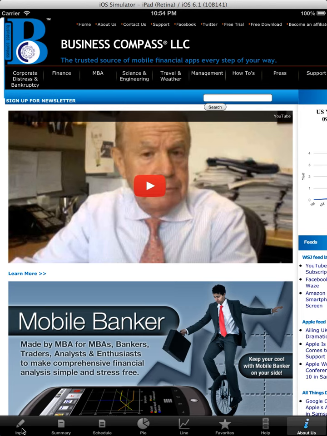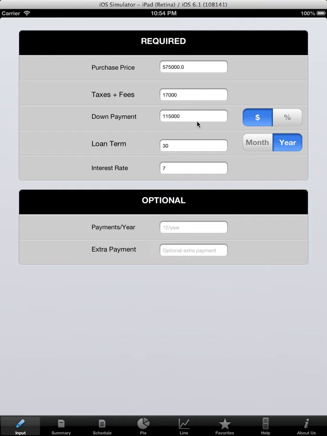So here the purchase price, taxes and fees, this is optional. Down payments, either it can be in dollar amounts or it can be in percentages. Loan term, it can be in months or the year. In this case it is in years. Interest rate, that's percentage rate, and then optional payments per year. In case you are making more than 12 payments per year or making more than one payment per month, you can actually enter that.